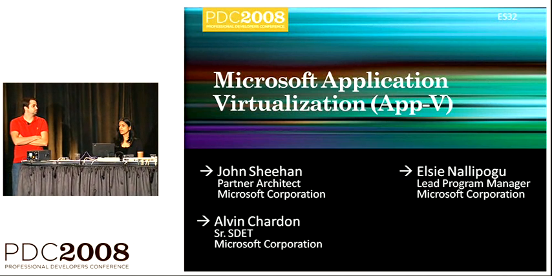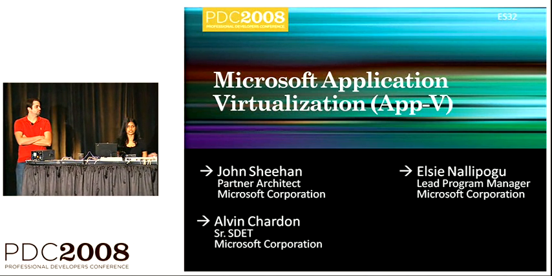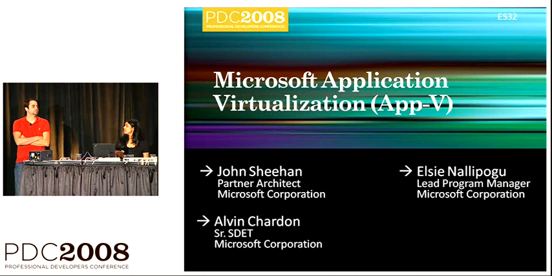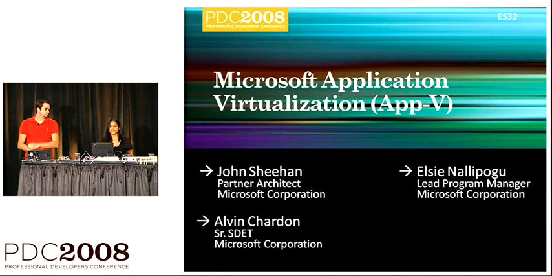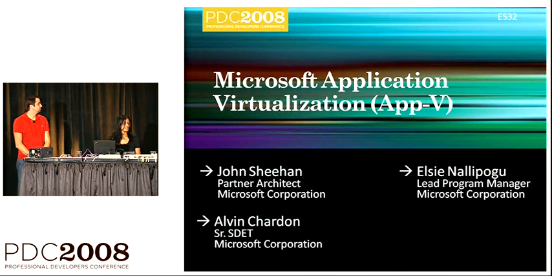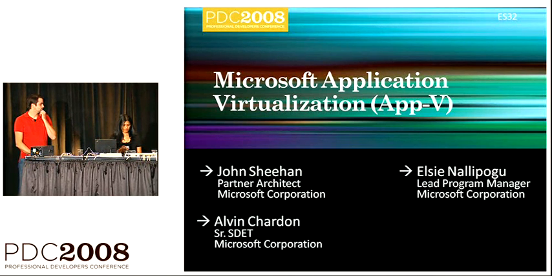I'm Elsie Nalipogu. I'm a program manager on the application virtualization team. We're actually located out in Boston. I'm joined by John Sheehan, who's an architect on the application virtualization team, and Alvin Chardon. He'll be coming up later on, and he's a tester on our team.